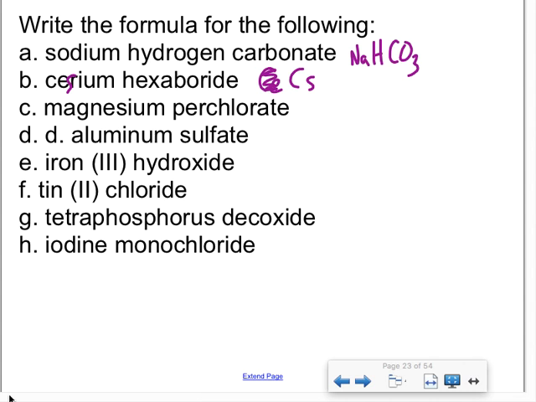Cerium hexaboride, same thing. But like, what's boride? Borax. B. And then the hexa means what? B6. Okay, magnesium perchlorate. Mg. I don't know perchlorate off the top of my head. Probably PC or something.